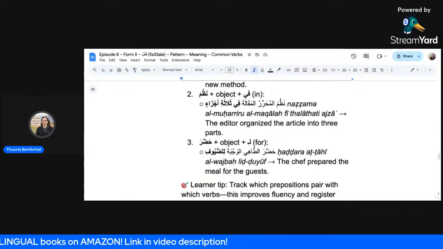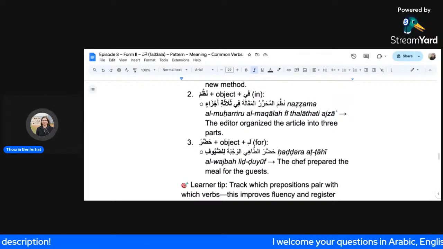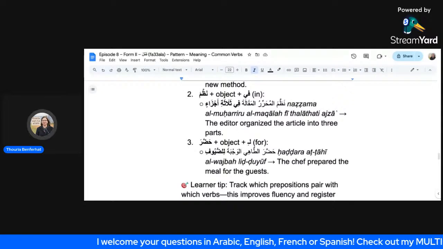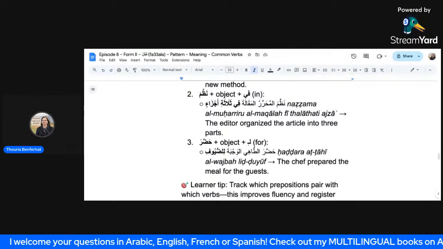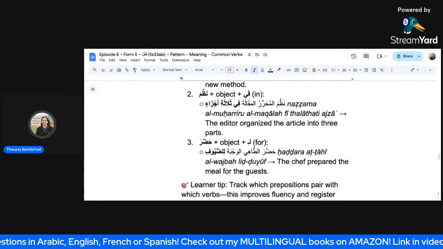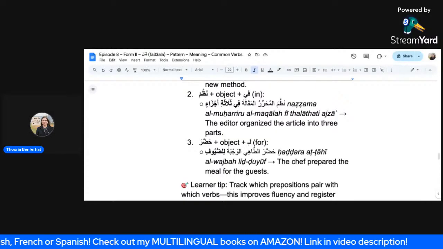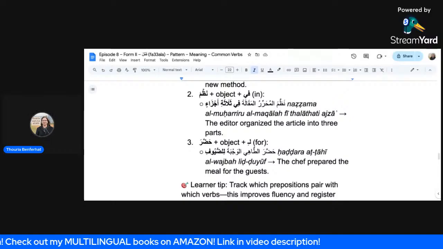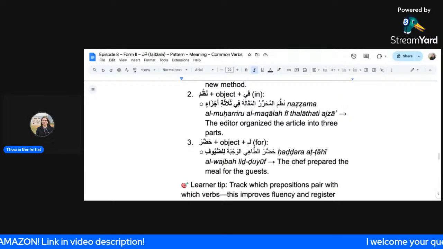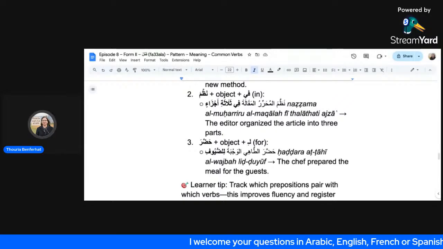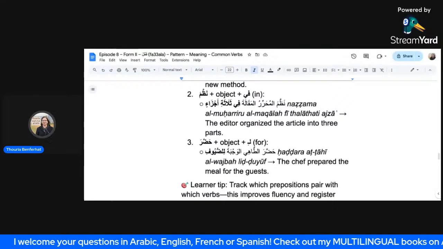Another example, نظم with the preposition في. Let me say the sentence and let me see if you understand it. نظم المحرر المقالة في 3 أجزاء. Do you understand the sentence? Okay, I'll give you the meaning. The editor organized the article into 3 parts. نظم المحرر المقالة في 3 أجزاء.